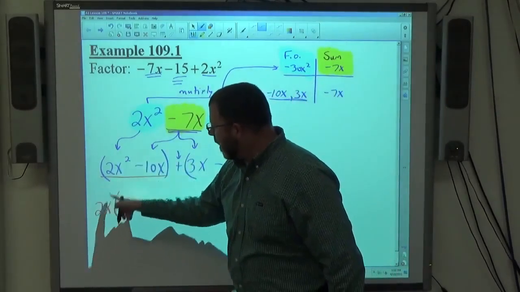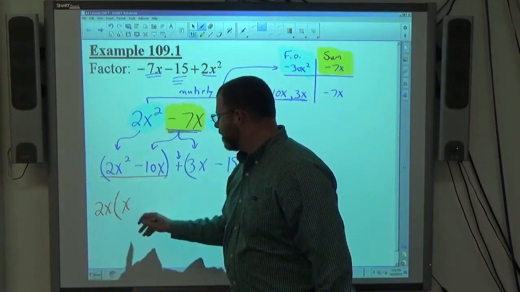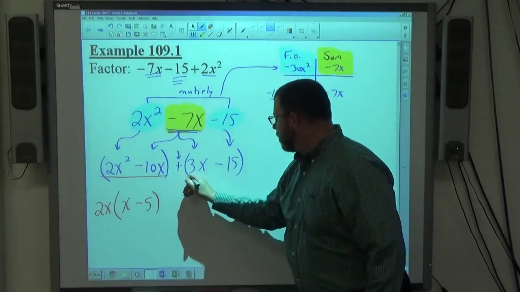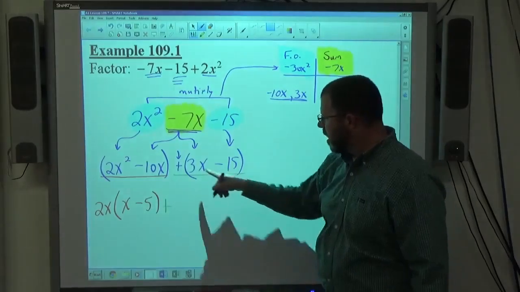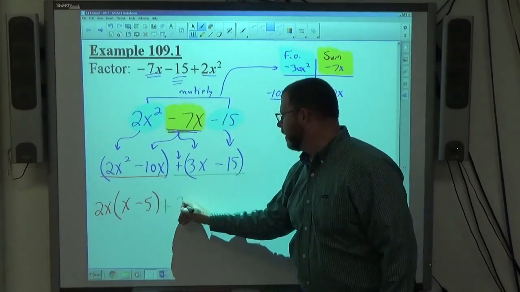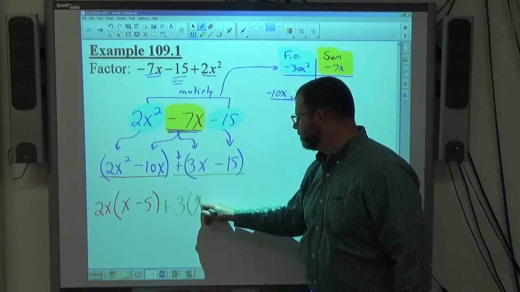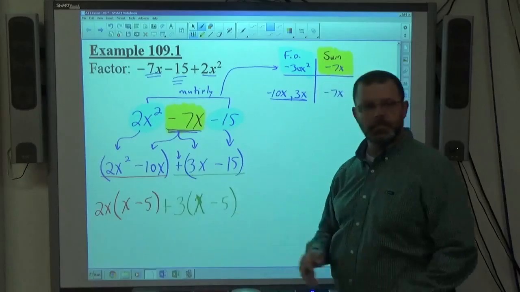If I divide each object by 2x, 2x squared divided by 2x is going to be x. Negative 10x divided by 2x is minus 5. The second group is here. The plus sign is part of the second group, so make sure the plus sign shows up. Common factor of 3 and 15 is 3. Divide 3x by 3, I get x. Divide negative 15 by 3, I get minus 5.